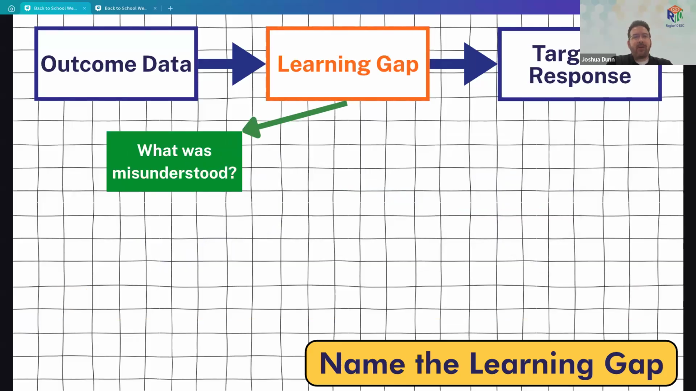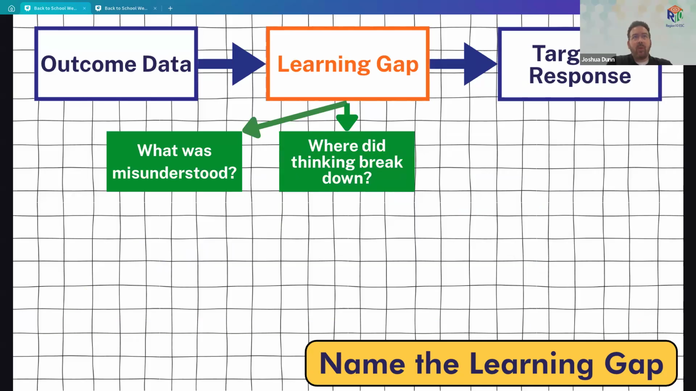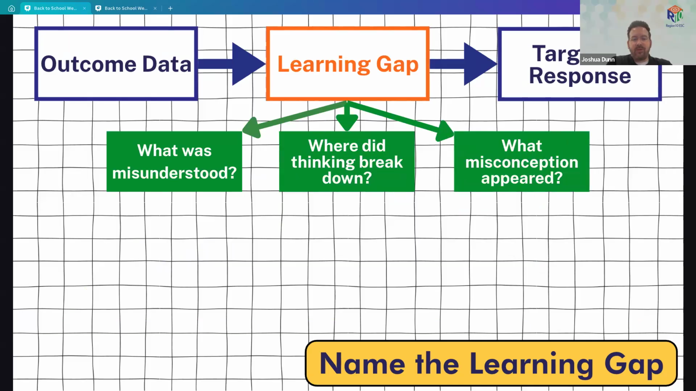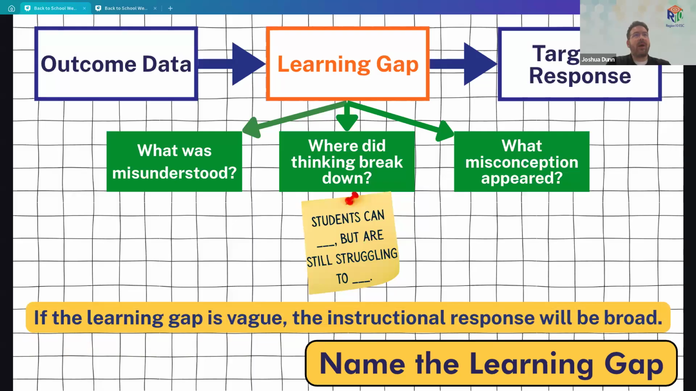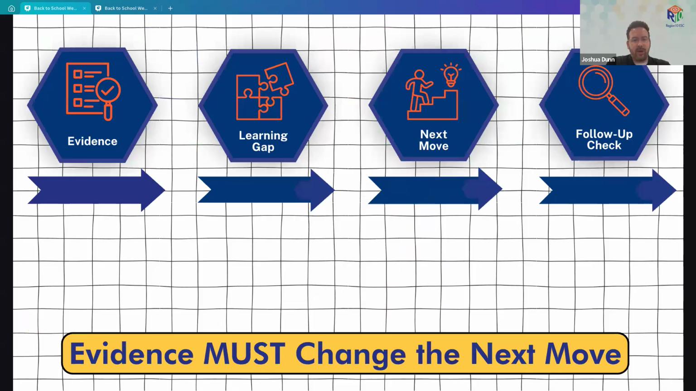We really need to be asking ourselves what was misunderstood, where did the thinking break down, and what misconception appeared. Those are the three questions that should define and help us understand what the learning gap actually is. So students can blank, but are still struggling to. Those are some things to think about as you're building out your assessment and the results that come from it. If the learning gap is vague, the instructional response will be too broad, and it's going to be hard to narrow down what you really want the students to understand or come away with.